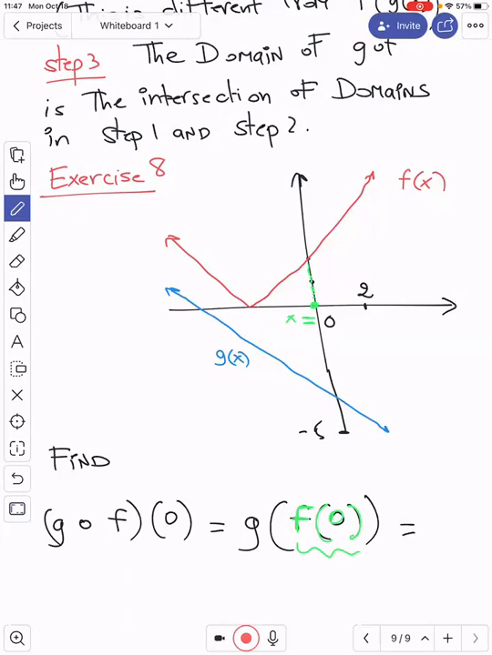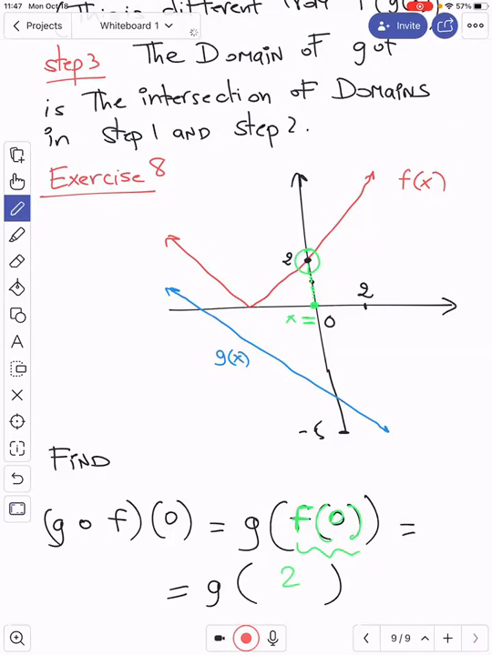So you need to find the intersection with the red graph, the graph of f. The intersection with the red graph would be right here, this is actually 2, right? So f of 0 is actually 2. There's g outside, so we need to keep the g, and inside the parentheses, f of 0, which turns out to be equal to 2.